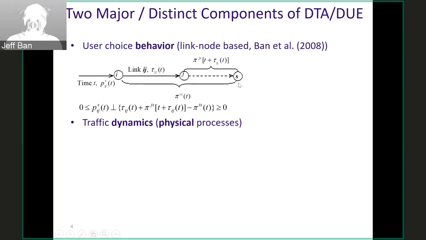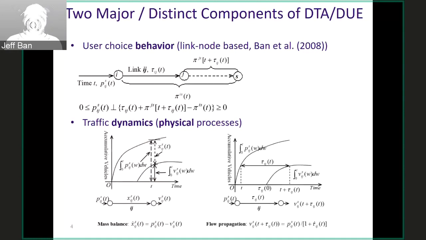So this is to capture, as one scenario, the route choice, using this sort of complementarity condition to capture their behavior. Dynamics is, I think, probably more familiar as the physical process, right? So here you're looking at one link, from node I to node J. This is the inflow P, and V is the exit flow, X is the number of vehicles on the link.